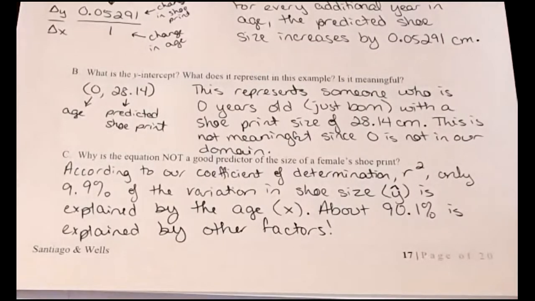So a researcher decided to collect the shoe print size for 25 females, trying to see if there's a correlation. The Pearson correlation was 0.314. We know it's a weak positive correlation. We look at the coefficient of determination and holy crap. Only 9.9% of the variation in shoe size is explained by age. 90.1% is explained by other factors. We don't know what those other factors are. I mean, we can guess, but they're explained by other factors, which means this was definitely a weak study.